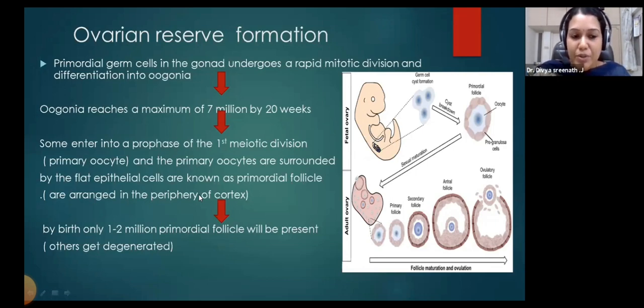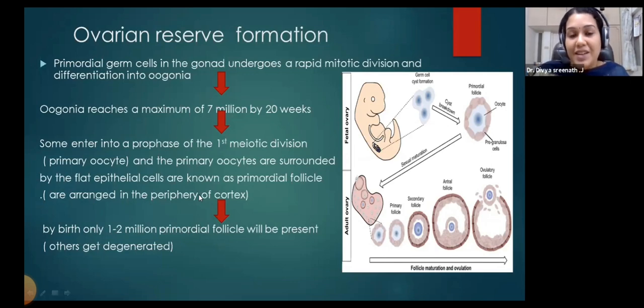After that, at almost 22 weeks, they go into meiotic division. Under meiotic division they reach a particular phase, and are covered by flattened epithelial cells, and then it is known as the primordial follicle. These flattened epithelial cells are the future granulosa cells. So this protects the cell as well as its DNA.